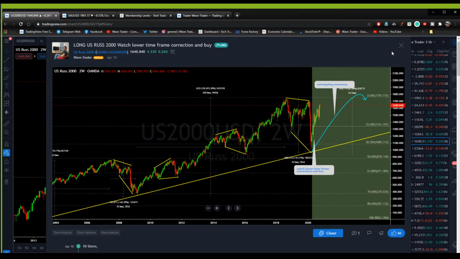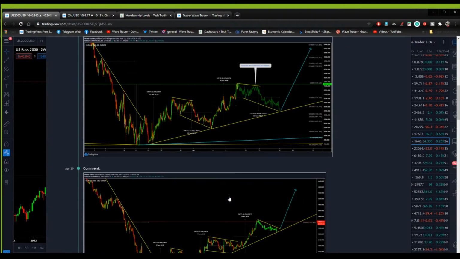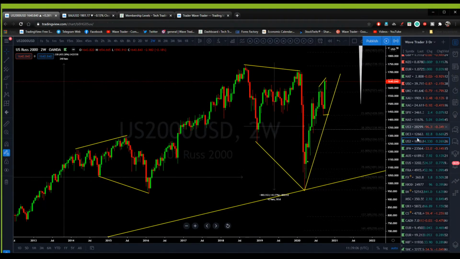So that went higher. Small caps did really well. They went higher. And now let's look at the UK 100 index and then a couple of others.